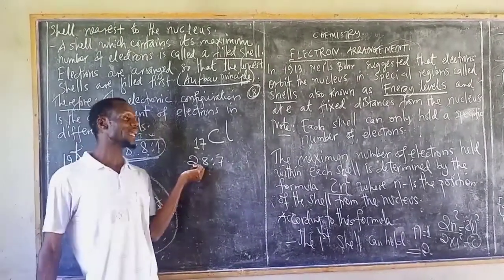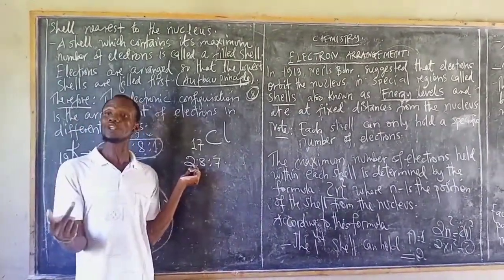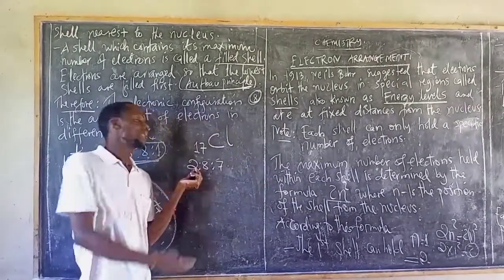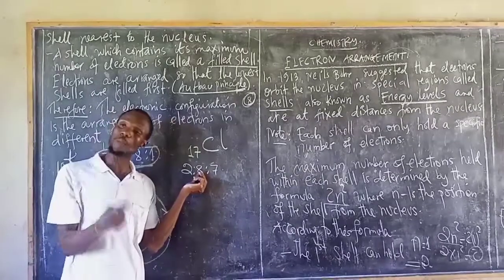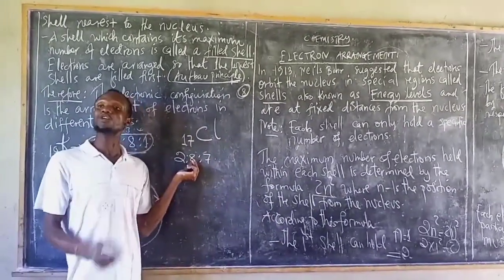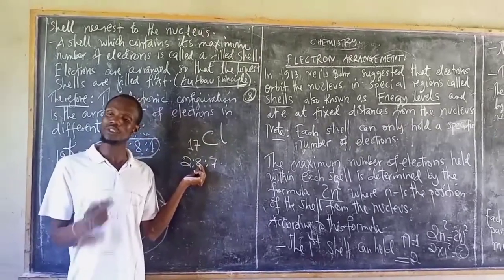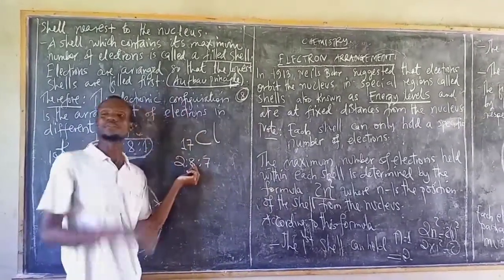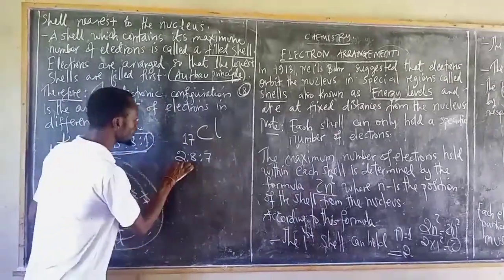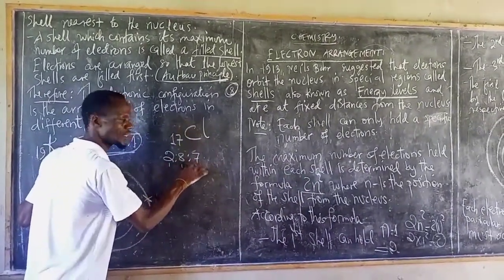Make sure that the first energy level occupies 2 electrons, not more than 2. The rest you take to the second energy level. Now the second energy level must occupy only 8 electrons. If you are left with 15, you write 8 only. The rest you take to the next level. That is 7. Therefore, we are having the first shell, the second shell, and the third shell.